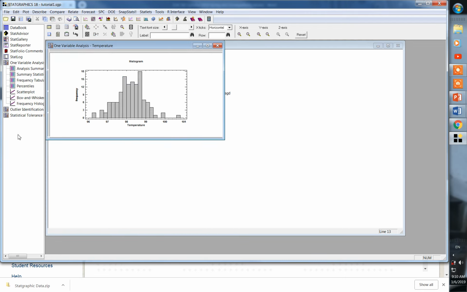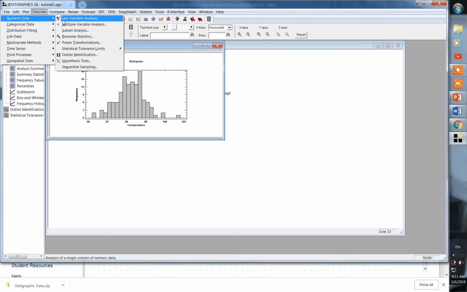And then this is about one variable analysis. And actually you can find it from here. Use describe numerical data, and this is a one variable analysis, and you will find exactly the same answers. Okay, if you want to do the same analysis.